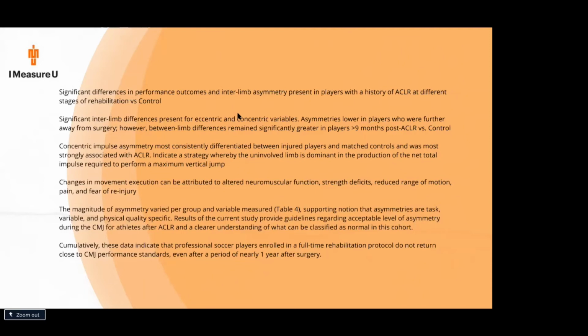The authors want the results of this current study to be used as guidelines regarding acceptable levels of asymmetry, and it gives a clearer understanding of what could be classified as normal in this specific cohort, that cohort being professional footballers. And in the statement at the bottom here, cumulatively, these data indicate that professional soccer players enrolled in a full-time rehabilitation protocol do not return close to counter movement jump performance standards, even after a period of nearly 1 year after surgery. So that's really important, and that's obviously where the subheading of this paper comes into play.